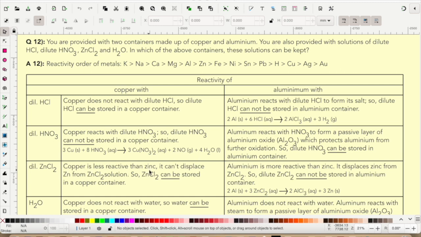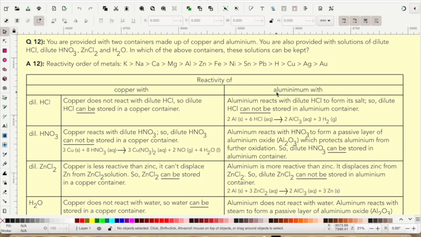Copper is less reactive than zinc. It cannot displace zinc from zinc chloride solution, so zinc chloride can be stored in a copper container. Copper does not react with water, so water can be stored in a copper container.